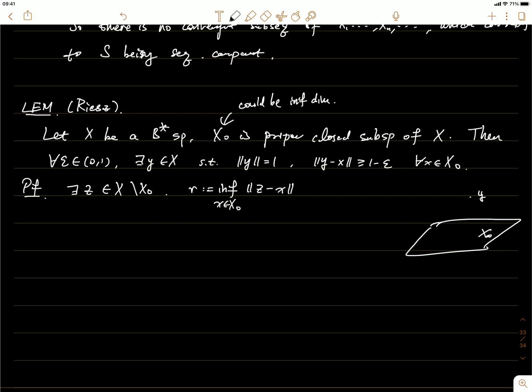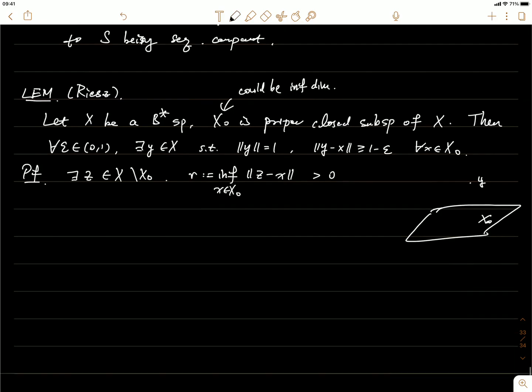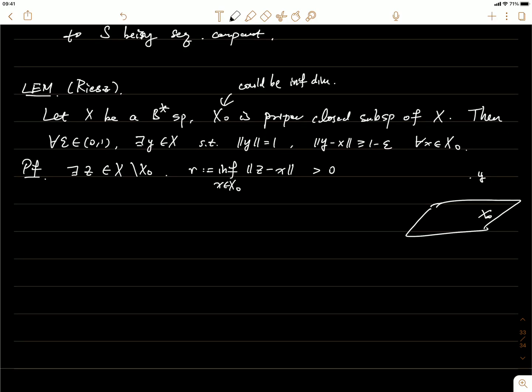And I know that this must be greater than 0, because if it's equal to 0, then that means I can find a sequence of points in x naught that converge to z. But the x naught space is closed, and that also means z is in x naught. That is a contradiction to what I have here. So now I know that this must be greater than 0. So when it's greater than 0, I can divide by it. You can make it the denominator.